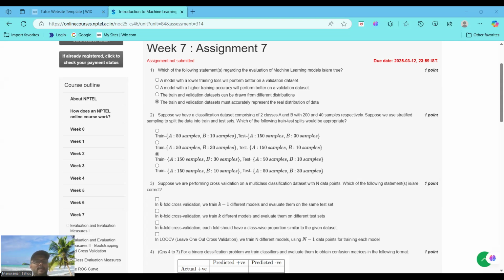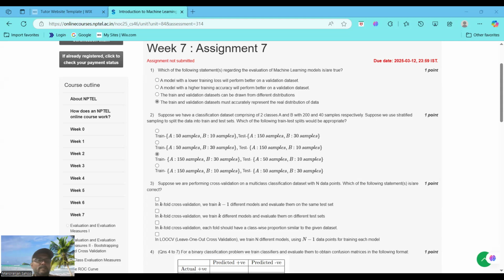So what about option A? In option A, train is 60 samples and test is 100 samples. The ratio in the train is 50 to 10, that is 5 to 1. Test is 150 to 30, that is 5 to 1. So the total for A is 50 plus 150, that is 200. And B is how much? 10 plus 30 equals 40. Correct counts and ratios.